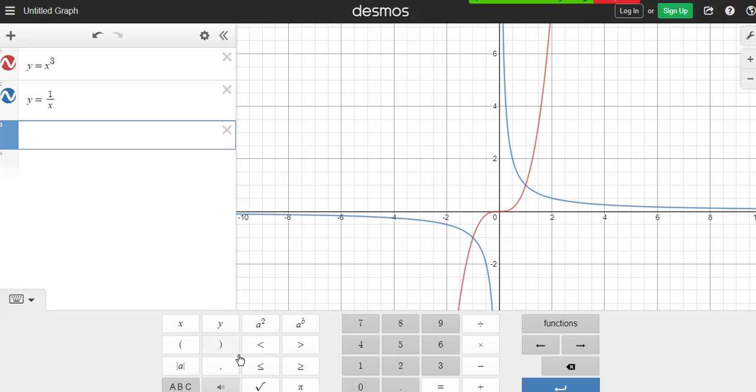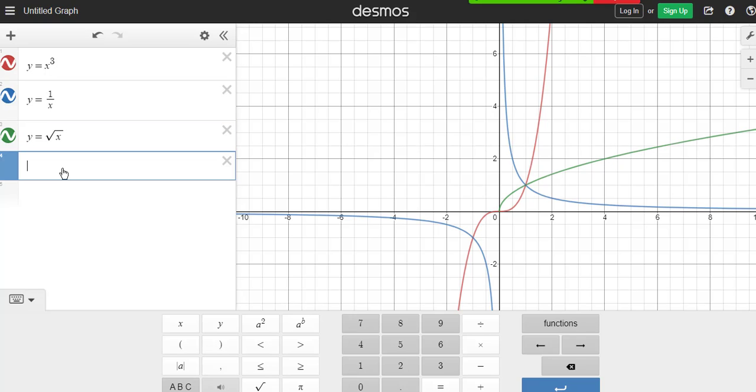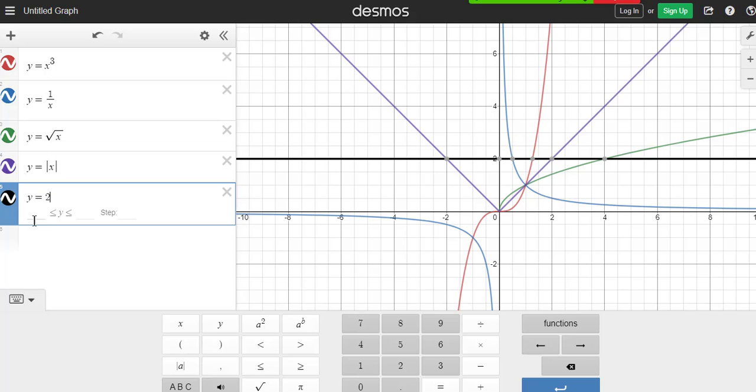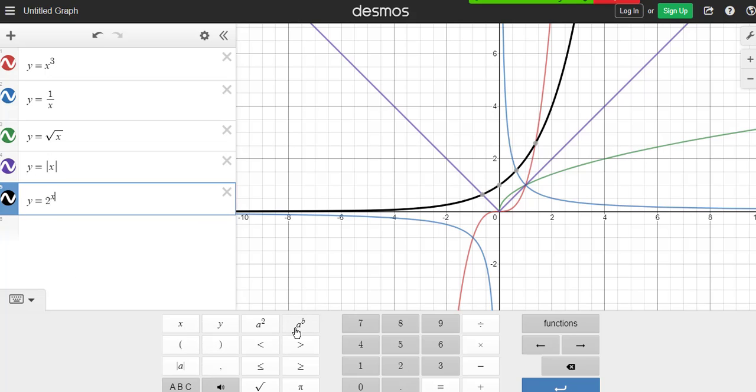The square root of x. And I'm just going to throw y equals out there in front because we like y equals. Y equals the absolute value of x. And y equals 2 raised to the x, the exponent. So your graph looks all nice and nasty up there, right, when it comes to Desmos.